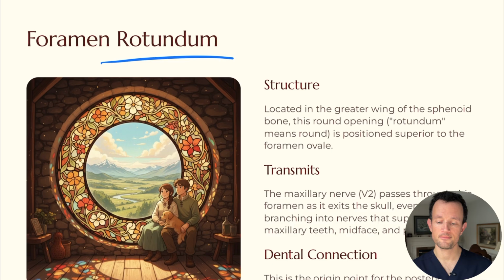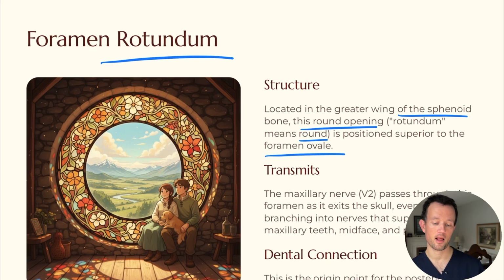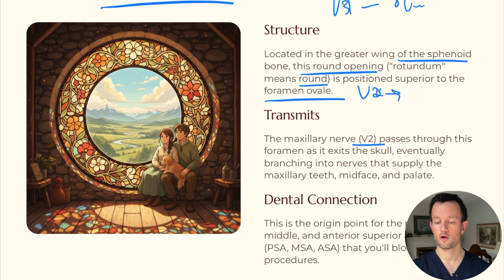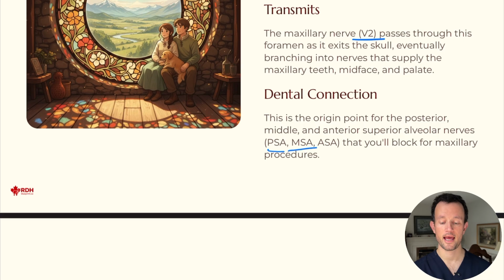Foramen rotundum. It's in the greater wing of the sphenoid bone. Rotundum means round, like round. It's superior to the foramen ovale. So cranial nerve 5, division 2 goes through this. So 5-3 is 'oh man' for ovale, but 5-2 goes through rotundum. And that's for your PSA, MSA, and ASA.